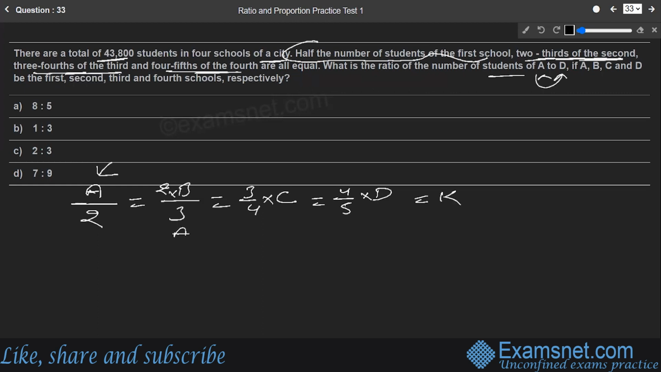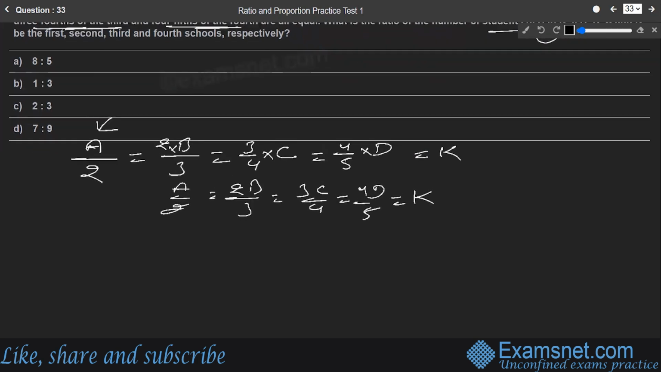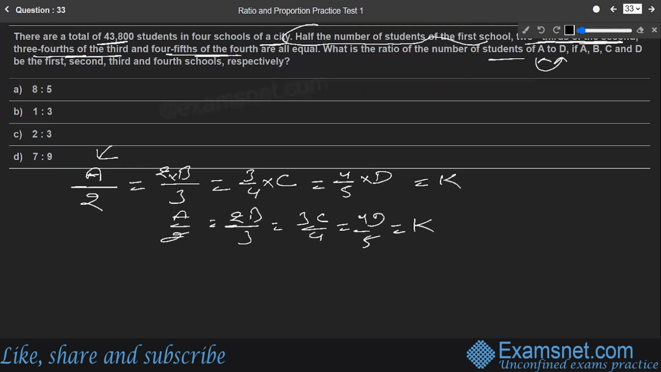So what we have done is A by 2 is equal to 2B by 3 is equal to 3C by 4 is equal to 4D by 5. All of them are equal. Let's say they are all equal to a typical constant K. Now we can define each individual school strength in terms of K.